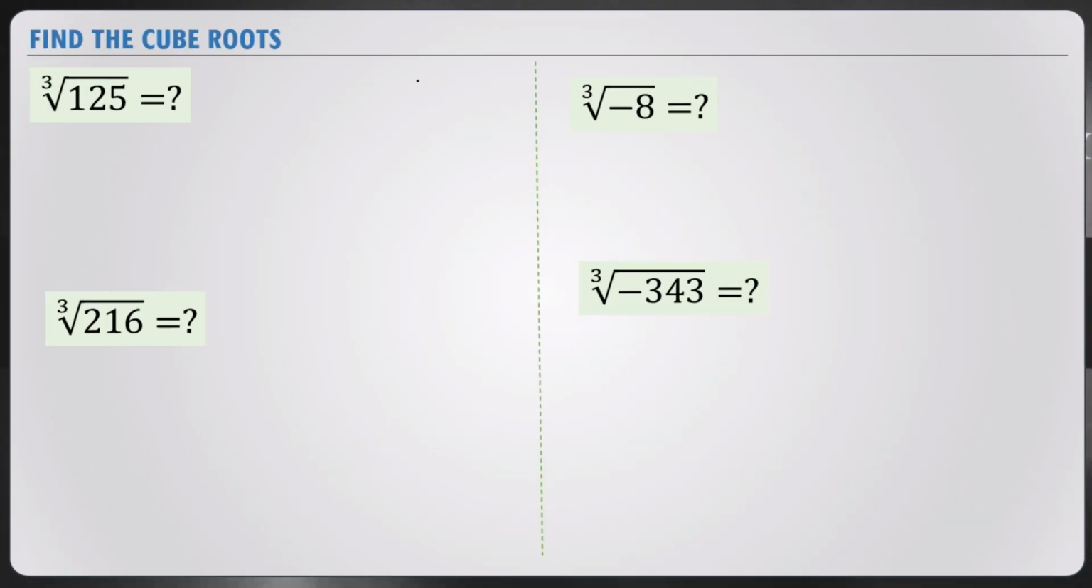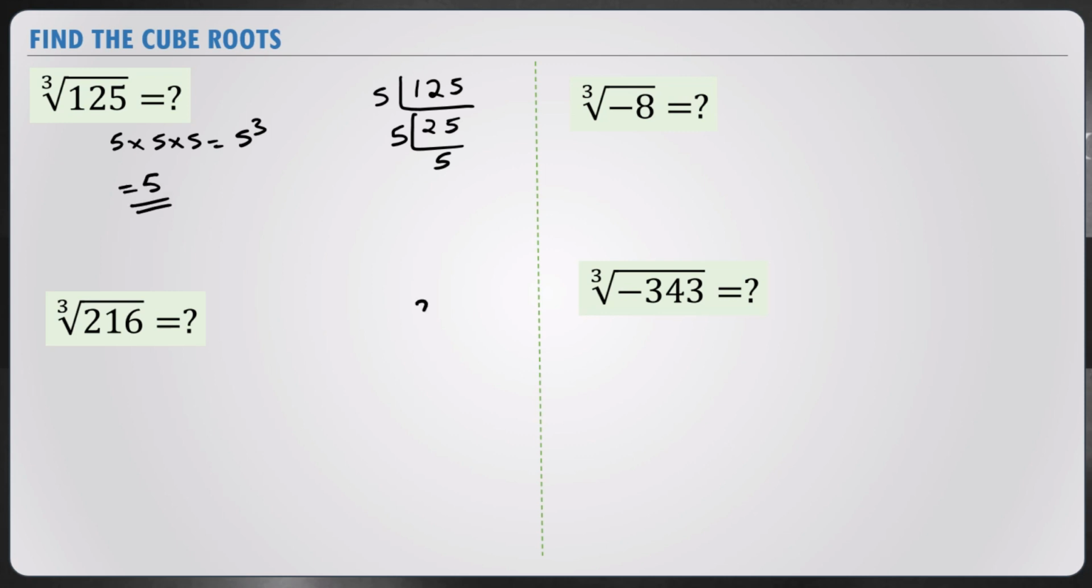The cube root of 125. The factors of 125 happen to be 5 and 5, which is 5 into 5 into 5, 5 cubed. So the cube root of 125 is 5.